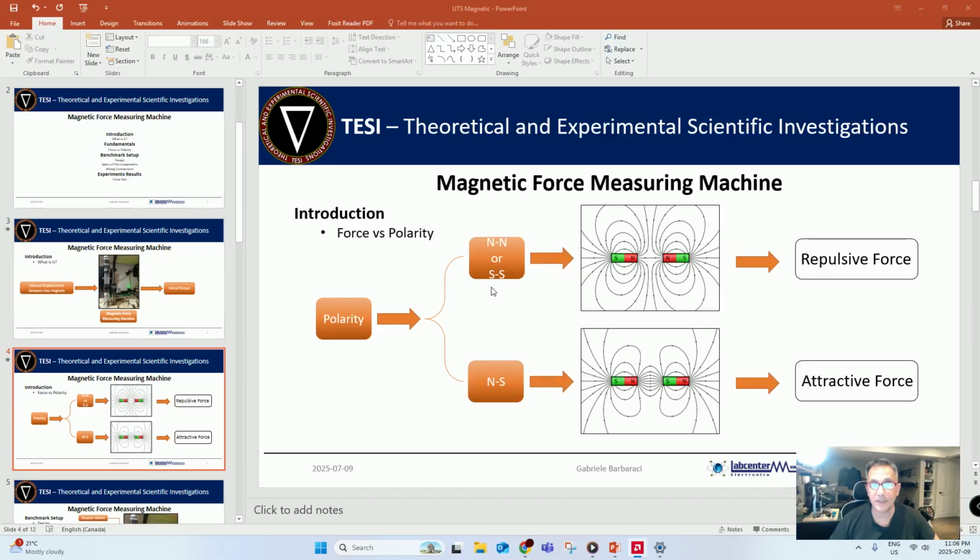Okay, now the fundamentals. Everything depends on the polarity. If the polarity is the same, the force is repulsive. If it's opposite, it's attractive.